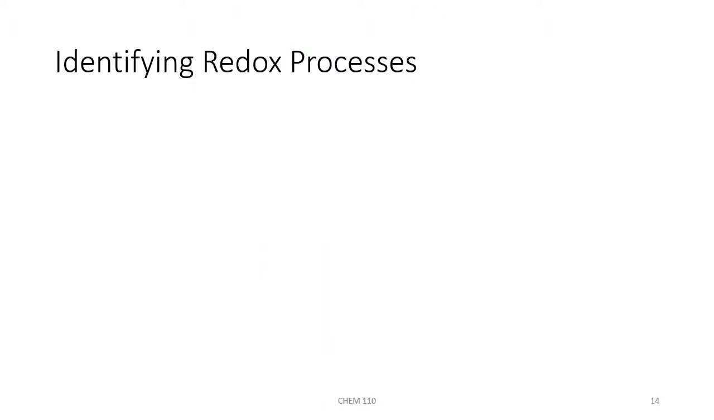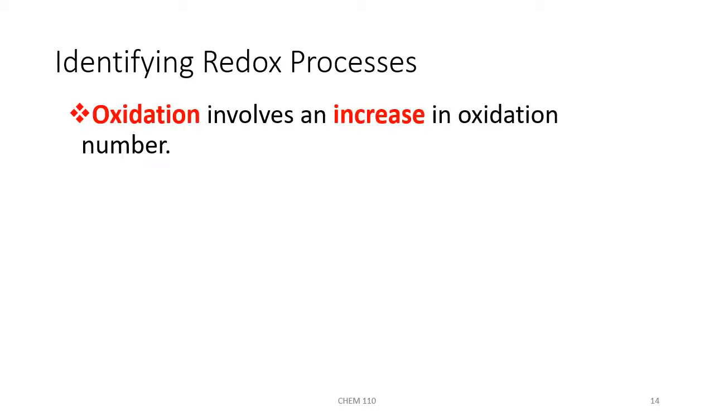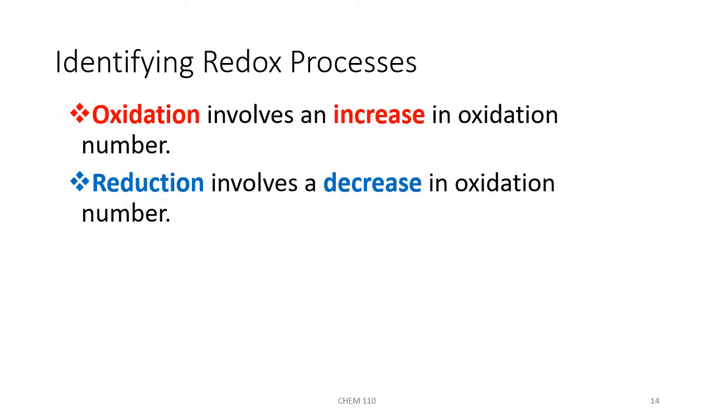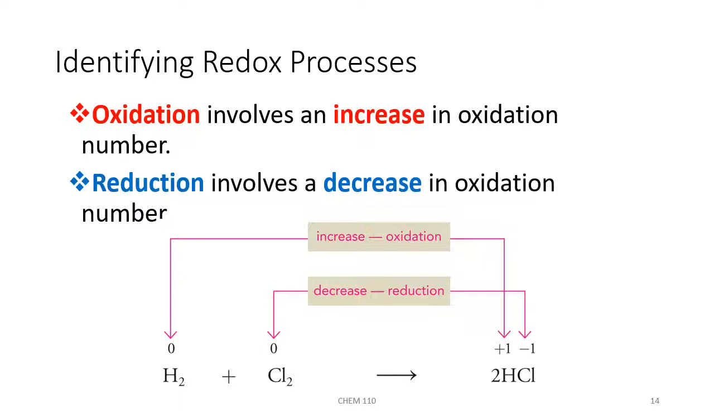After we use our rules for determining oxidation numbers, we can now redefine oxidation and reduction. Oxidation involves an increase in the oxidation number. Reduction involves a decrease in the oxidation number. If we have molecular hydrogen combining with molecular chlorine to form hydrogen chloride, we can see hydrogen went from a 0 oxidation state to a +1 oxidation state. Since it increased, hydrogen was oxidized. Our chlorine went from a 0 oxidation state down to a -1 oxidation state. Since there was a decrease in oxidation number, we can say the chlorine was reduced.